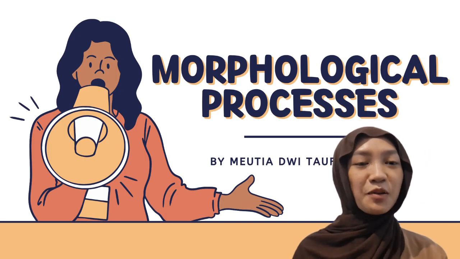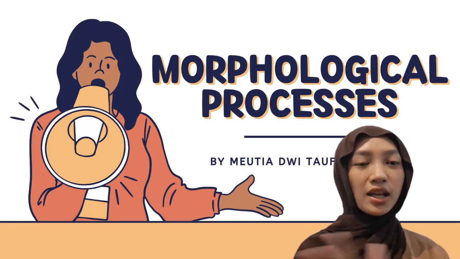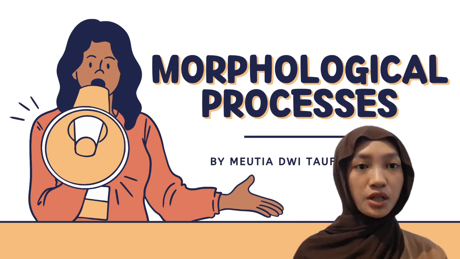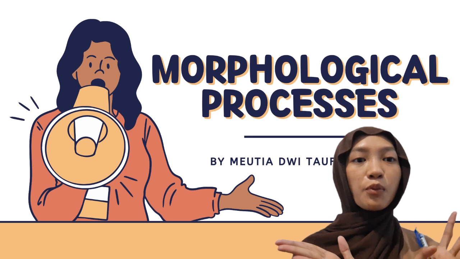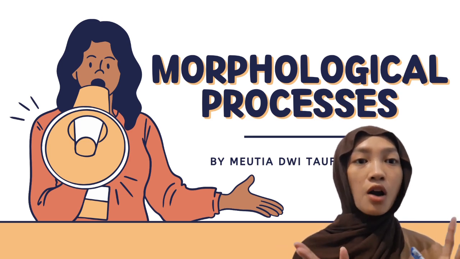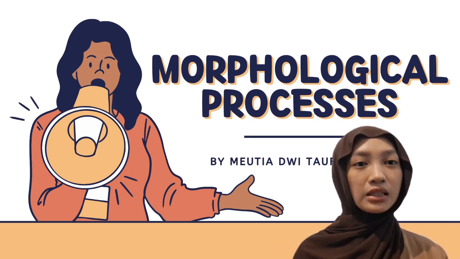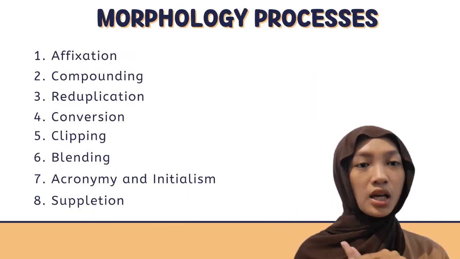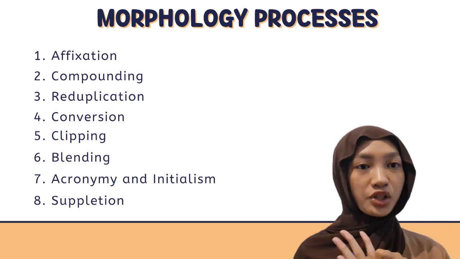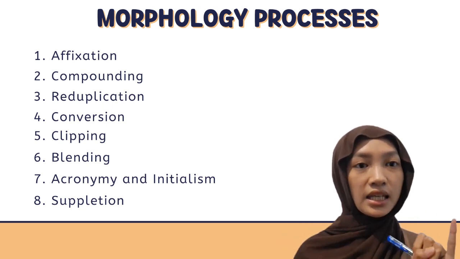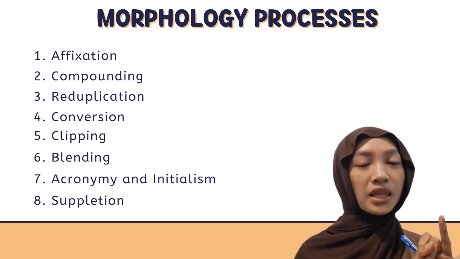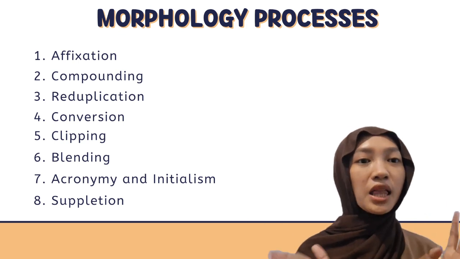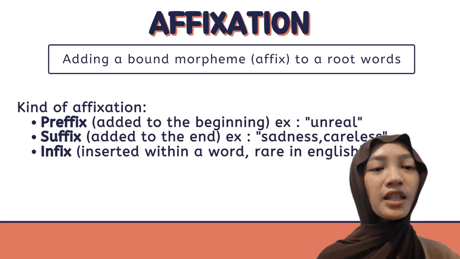Okay guys, let's jump into the next material. So the next material is morphological processes. What is morphological processes? So morphological processes is the study of how words are formed, and morphological processes have 8 types. That were affixation, compounding, reduplication, conversion, clipping, blending, acronymy and initialism, and the last one is suppletion. And I will explain it one by one.